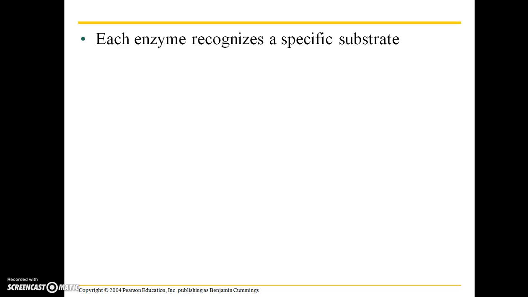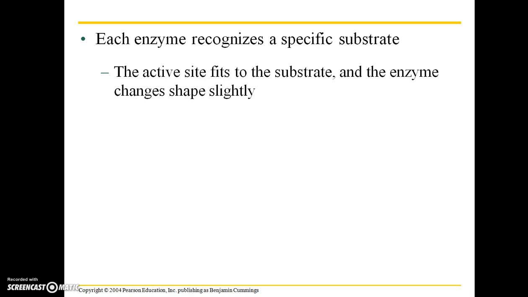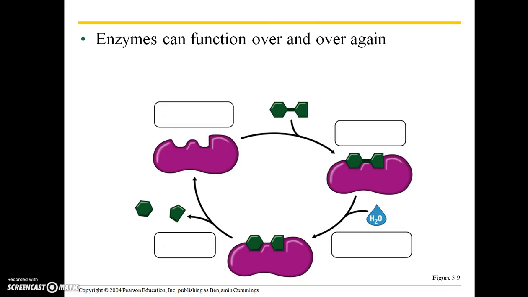Each enzyme recognizes a specific substrate, and the active site fits to the substrate, and the enzyme changes shape ever so slightly to get to that complex. This interaction is known as the induced fit. Another important thing to know about enzymes is that they can function over and over again. So it's not like when you have an enzyme, it just gets used for one reaction. It's basically a continuous cycle. This is a key characteristic of enzymes.